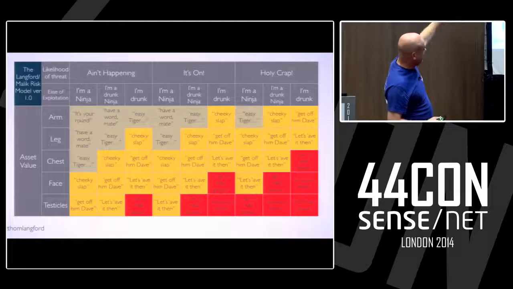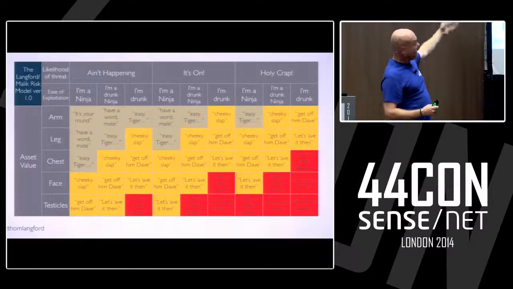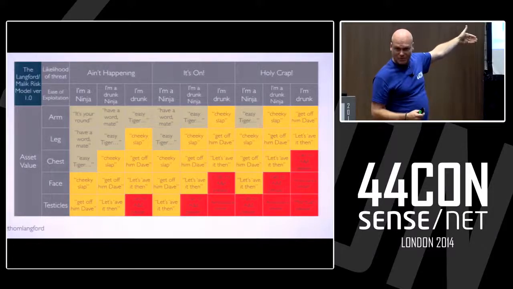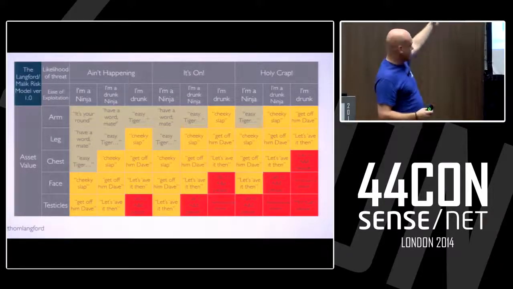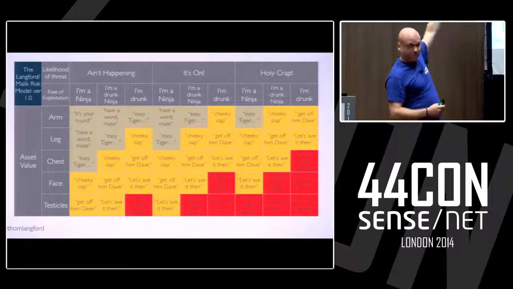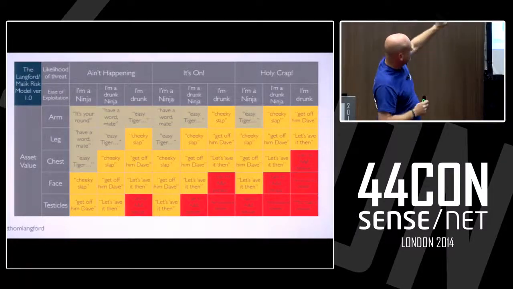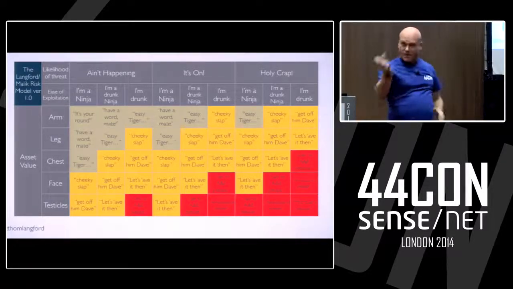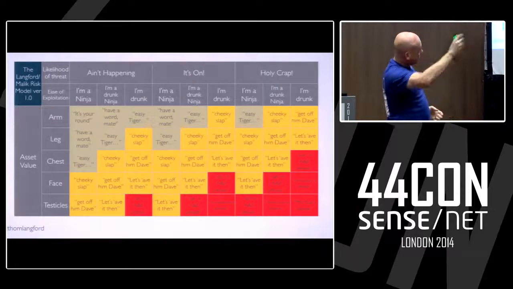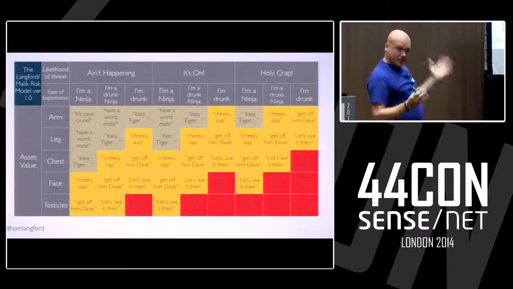So I've changed it. We've got an asset value in place now. The assets are my arms, my legs, my chest, my face, and obviously my testicles. The bottom ones are the things that I value most. Some of you may say my face should probably be higher up there, but that's fine. And then you've got a likelihood. We've transferred that across. Ain't happening, it's on, holy crap. And then ease of exploitation.